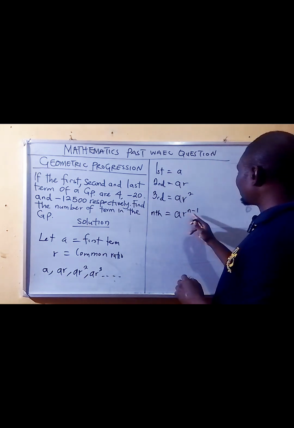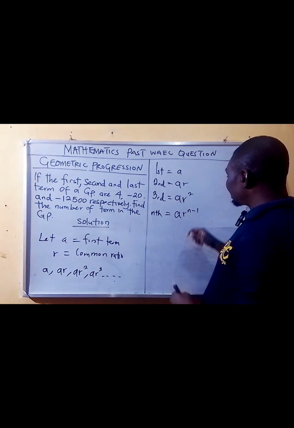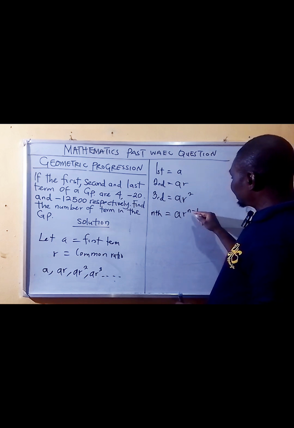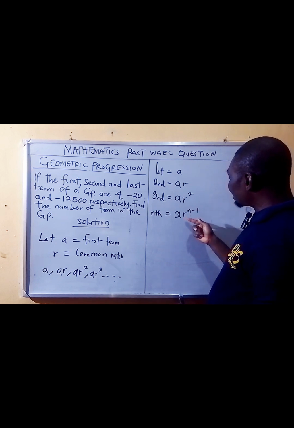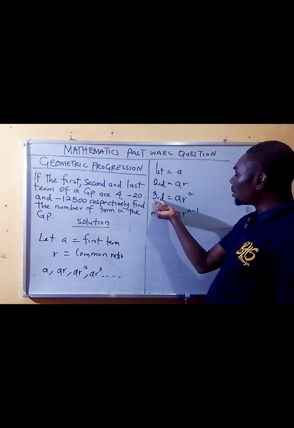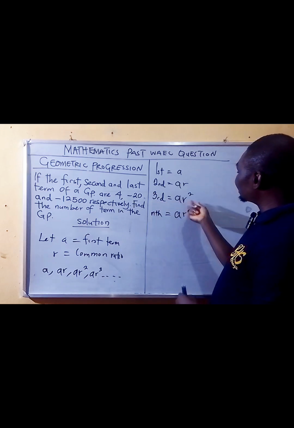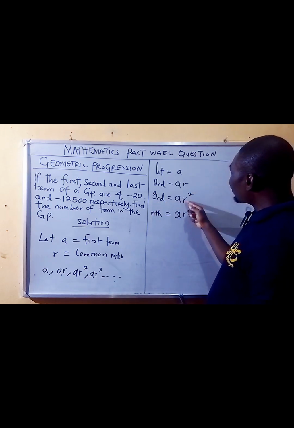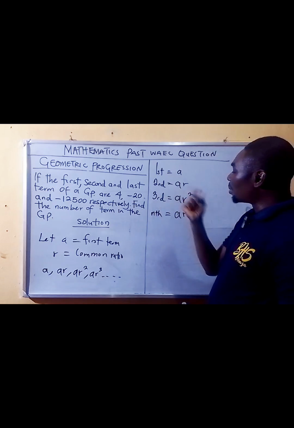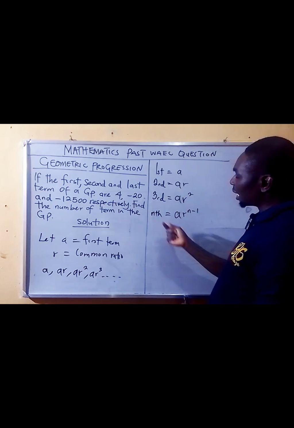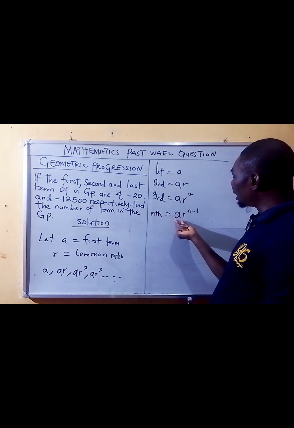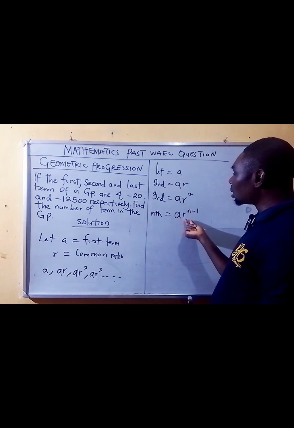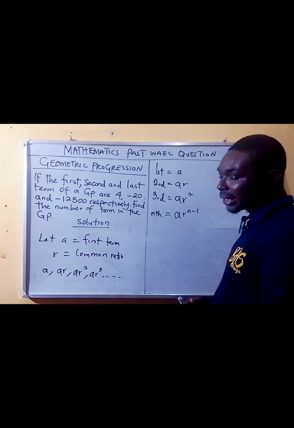The reason why it is n minus 1 is that the index of R is 1 less than the what? The number of term. Now here you will see that the power of R is 1 less than what? The number of term. So that's why the nth term is equal to A times R raised to the power of n minus 1.